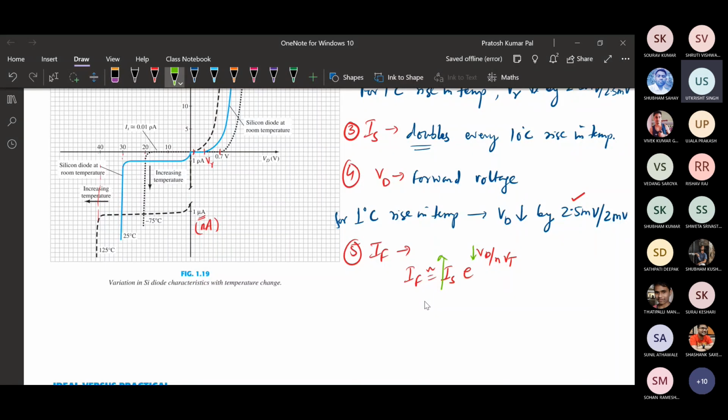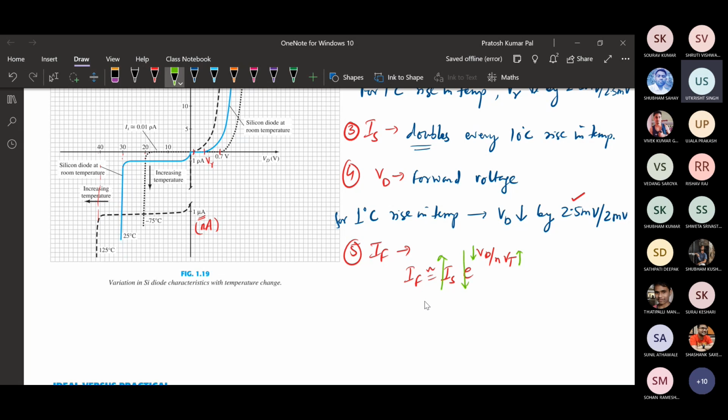If we are increasing the temperature, this Vt value will increase. If we are increasing the temperature, this Vd value will be decreasing. So one of the components is decreasing and another component is increasing with an increase in temperature. So overall the effect will be decreasing, because the Vd value will affect the exponential power more. So overall this exponential value will be decreasing.